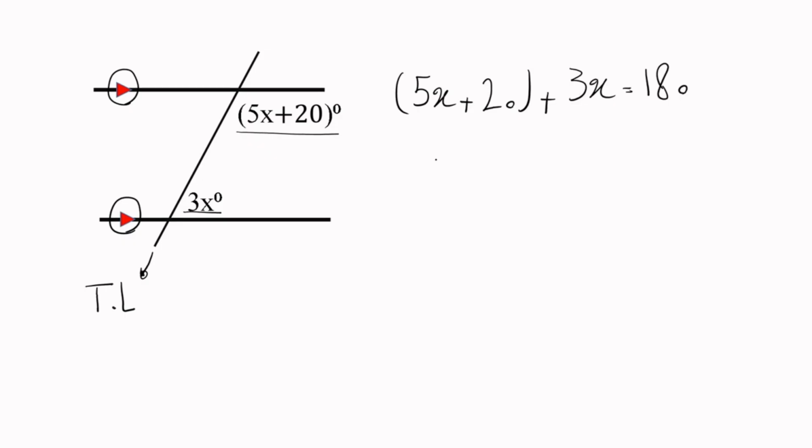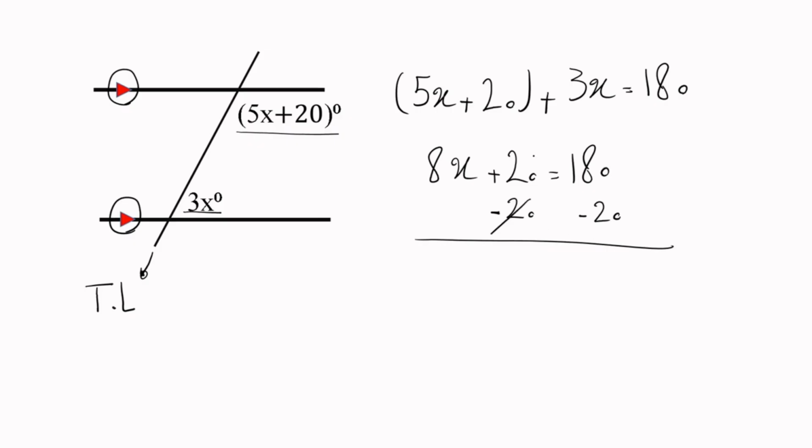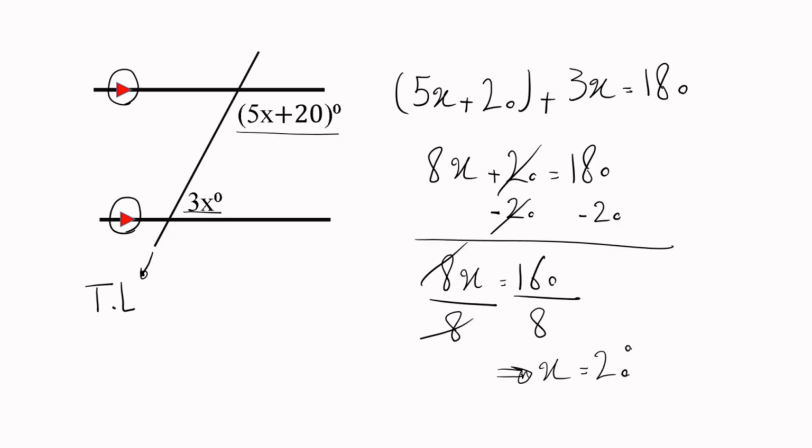I'm going to simplify the first side. 8x plus 20 is equal to 180. I'm going to solve it with inverse operation. Minus 20, minus 20. These two are going to cancel each other out. So 8x is going to be 160. And I need to divide both sides by 8. So these two are going to cancel each other out, and x is going to be equal to 20 degrees. Really easy.